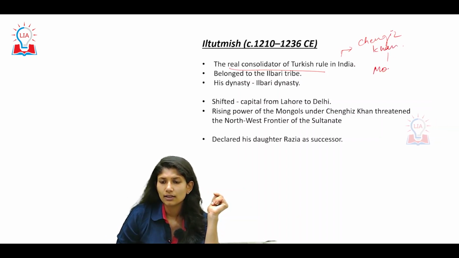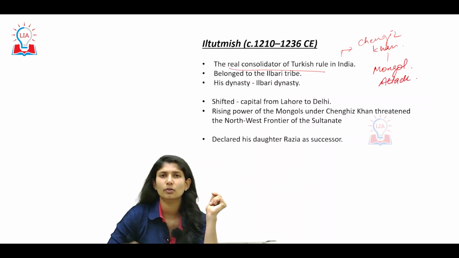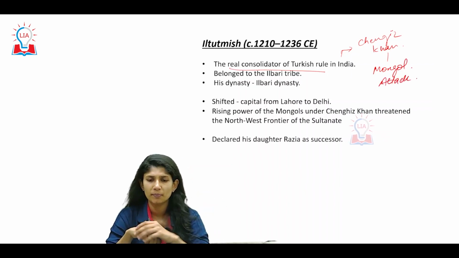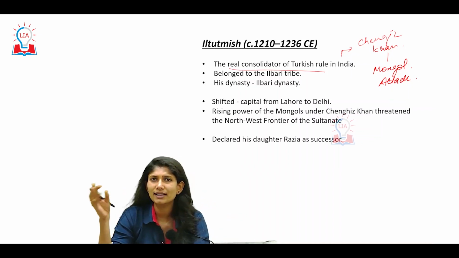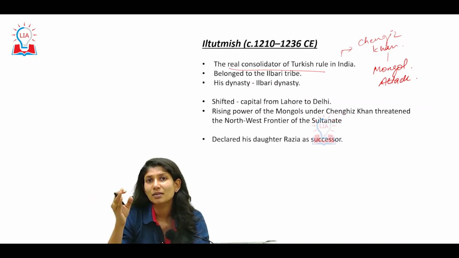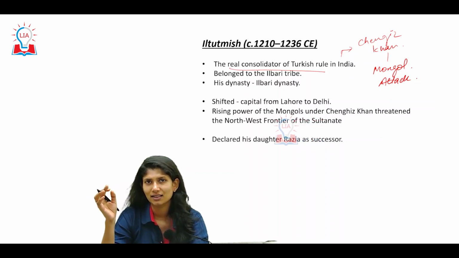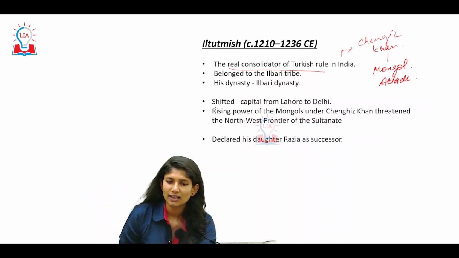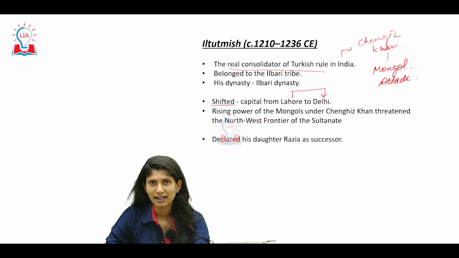The Mongol attack was easily averted because of the diplomacy used by Iltutmish. It is called the Ilbari dynasty because he belonged to the Ilbari tribe. Next, he was the one who shifted the capital from Lahore to Delhi.